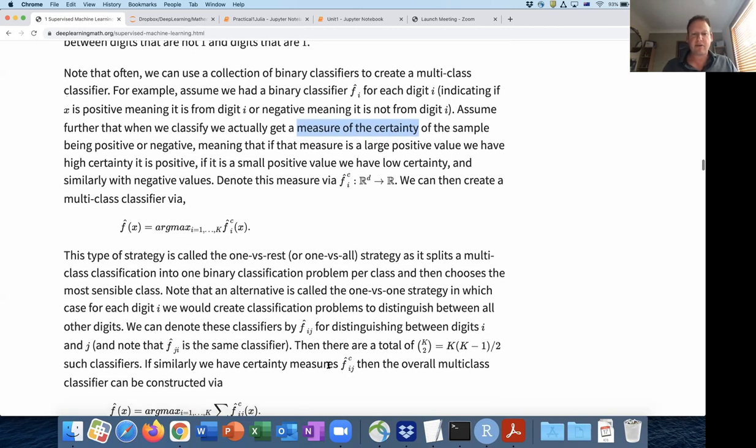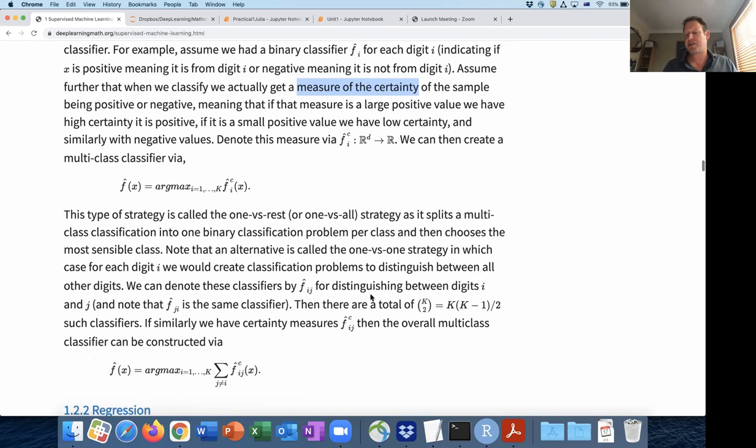Now, at the start of the lecture, I was asked about this. There's another strategy which we won't really use in the course, so this is not the most important paragraph. There's another strategy, which is the one versus one strategy.